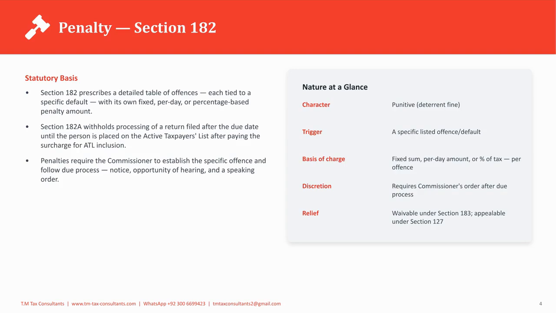Section 182 defines penalties, which are punitive fines for specific offenses like non-compliance. Unlike the surcharge, these require the commissioner to follow due process, including issuing a notice and hearing. These penalties serve as a deterrent and are appealable under Section 127.